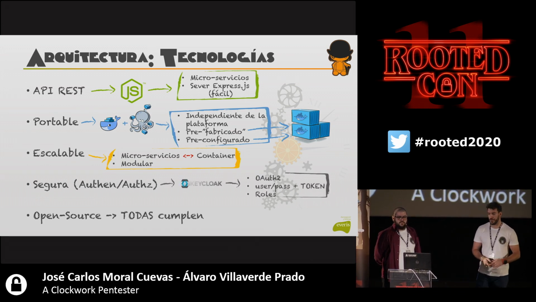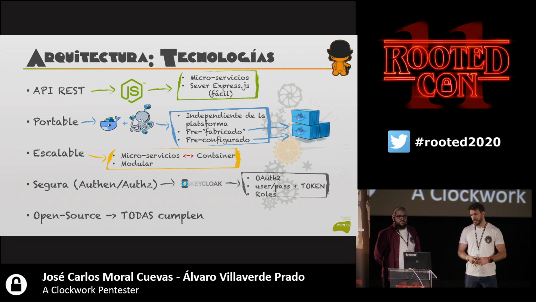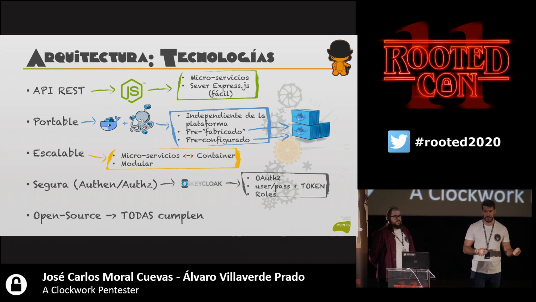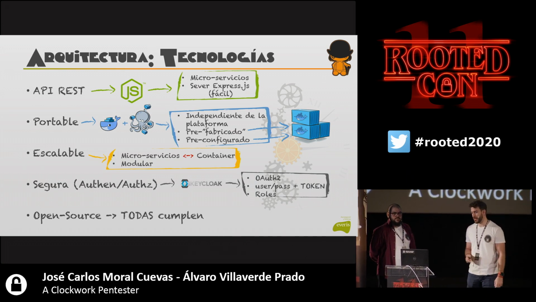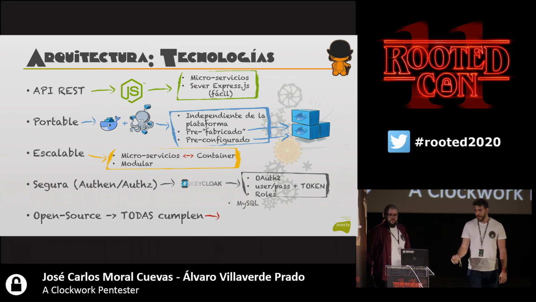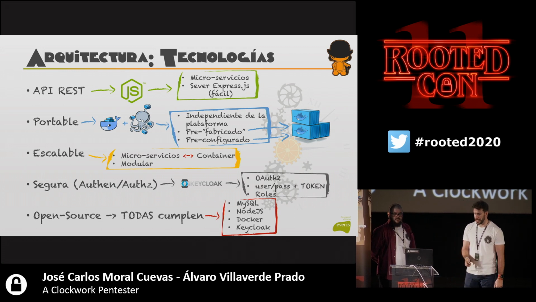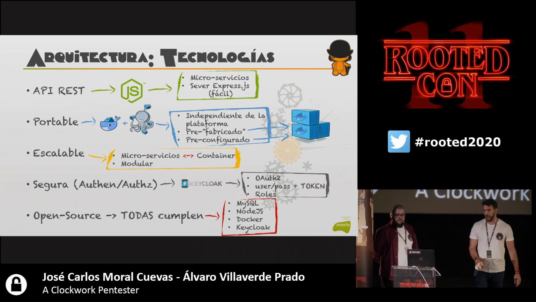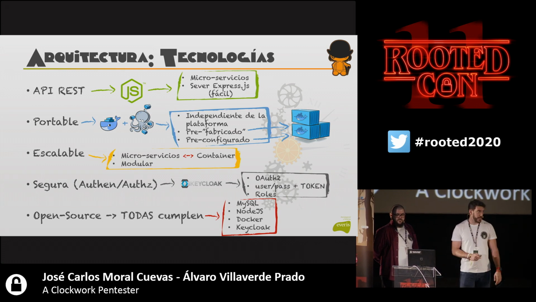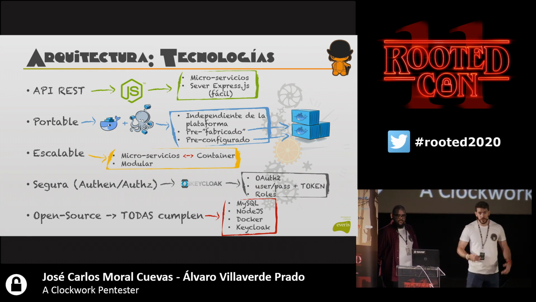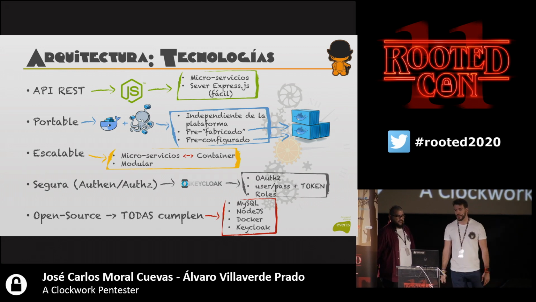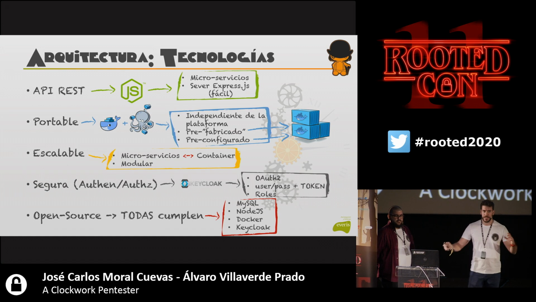For security authentication, we use Keycloak, an IAM that allows us to do authentication through OAuth2. We use a user and password. We either give a role to it, or we use a token that we use to get to the API. And it also fulfills the requirement of being open source: MySQL, Node.js, Docker, and Keycloak. So this is what we were looking for, what we were after in our technology.